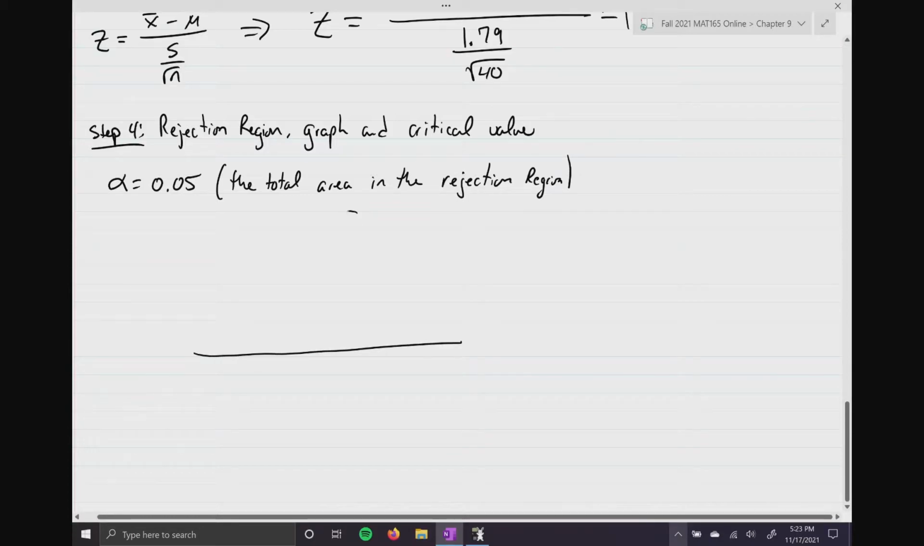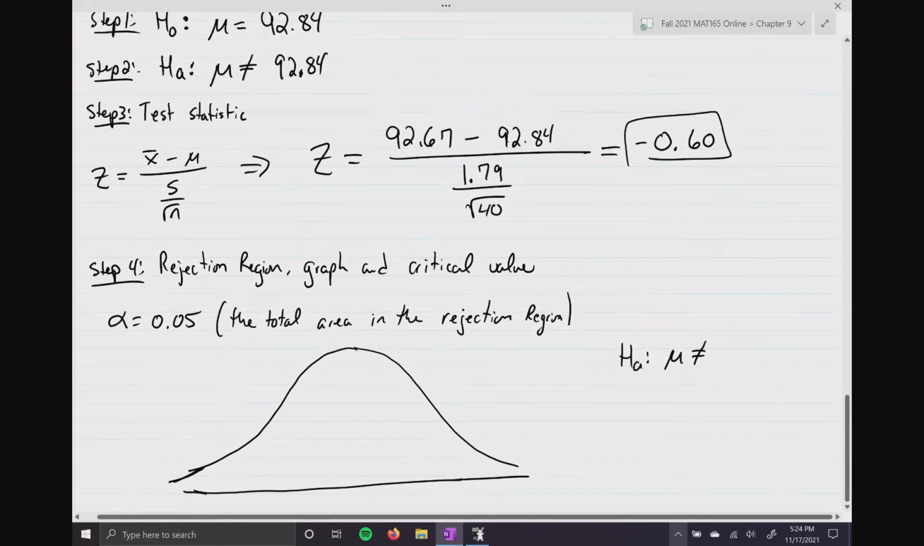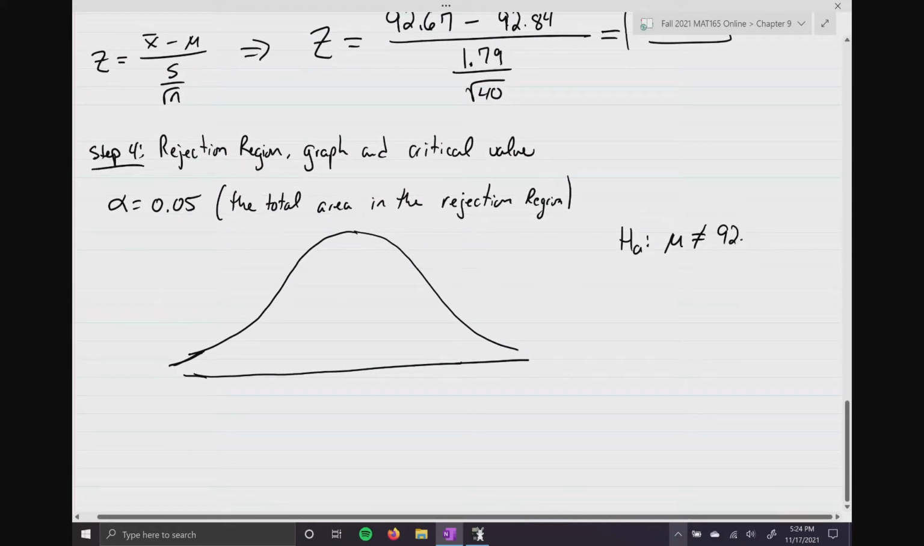Okay? The reason I'm really emphasizing this here is because when we do our graph, in the previous video, when I went over the differences between the hypotheses, the alternative and what it looks like, if your alternative hypothesis is not equal to, that is a two-tailed test. Now, let's highlight our rejection regions.